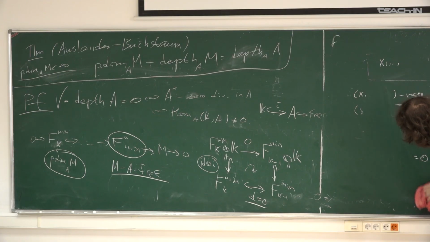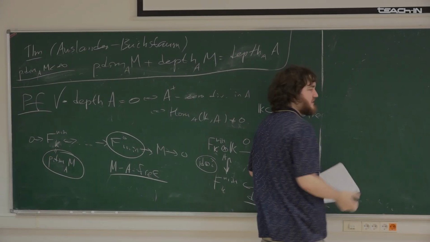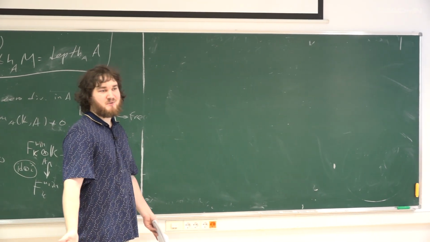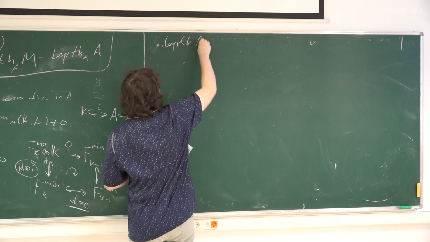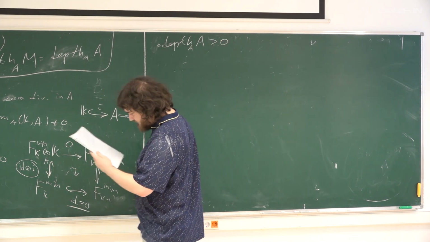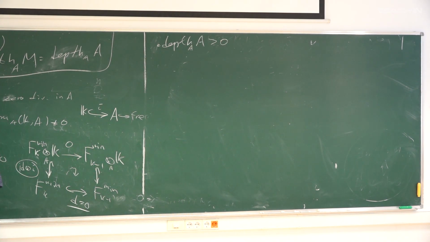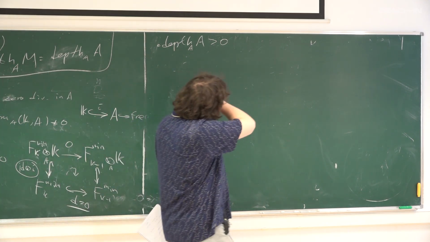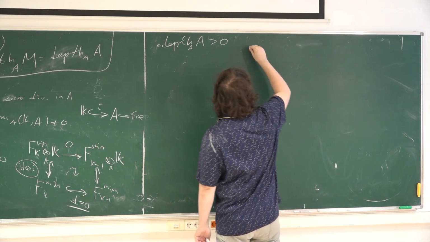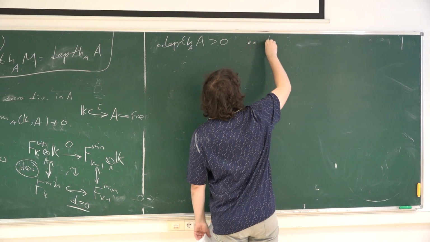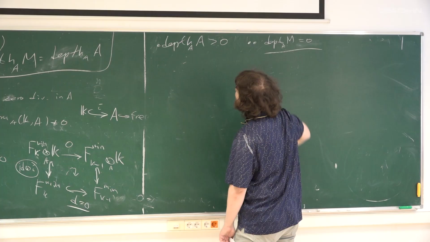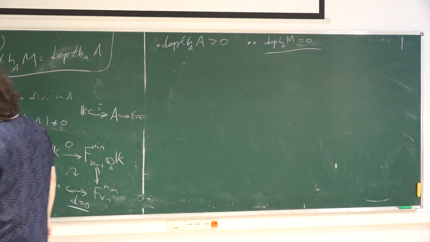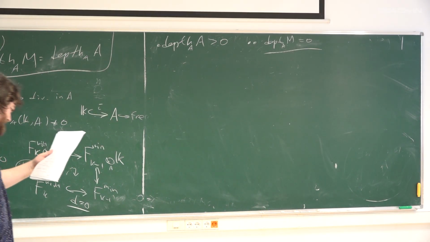Now some case and some induction. What case is remaining? When depth is greater than 0. Then we have also one exceptional case. One exceptional case is when depth of M is 0.